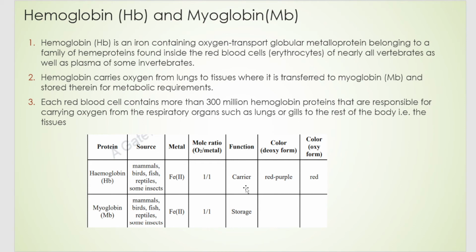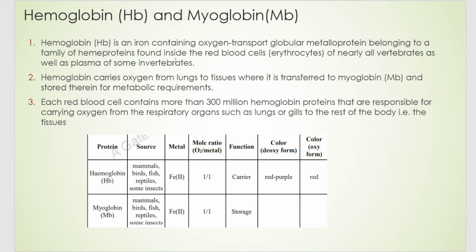Okay, so in deoxy form hemoglobin, that is deoxy form means when hemoglobin does not have oxygen, or when it is not bound to oxygen, it is red purple in color, and when it is bound to oxygen, it is red in color. So now let us study both hemoglobin and myoglobin. What is their structure and function?